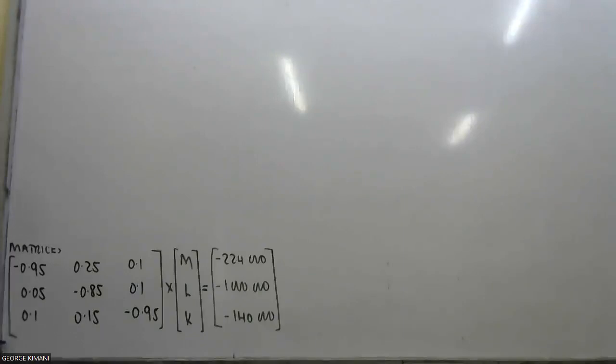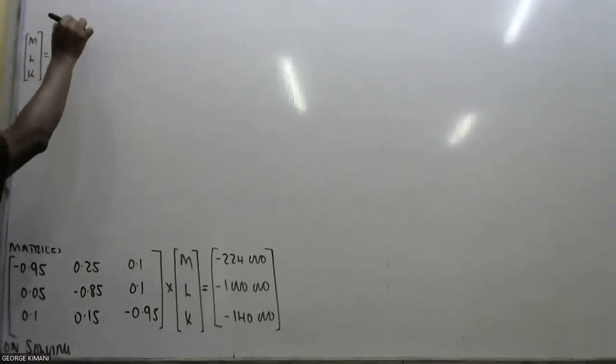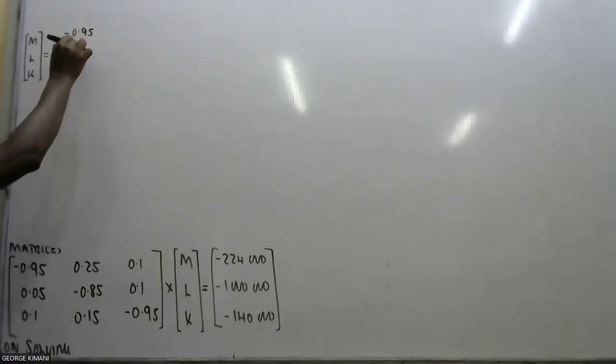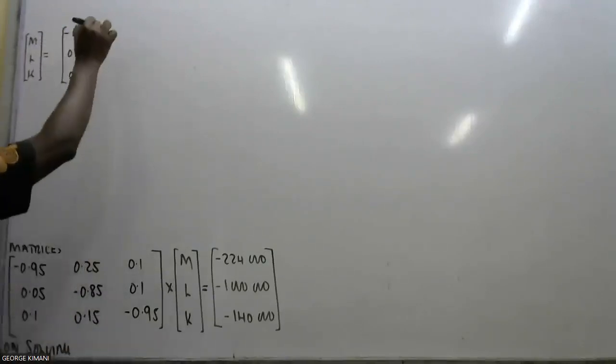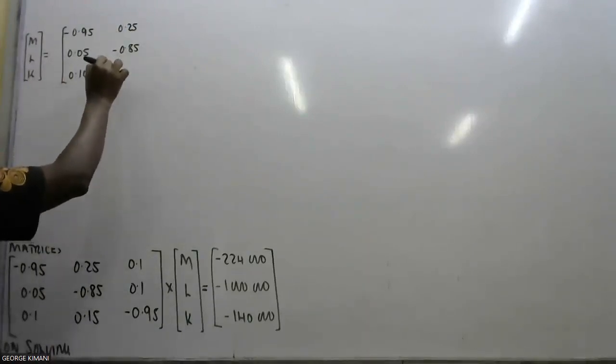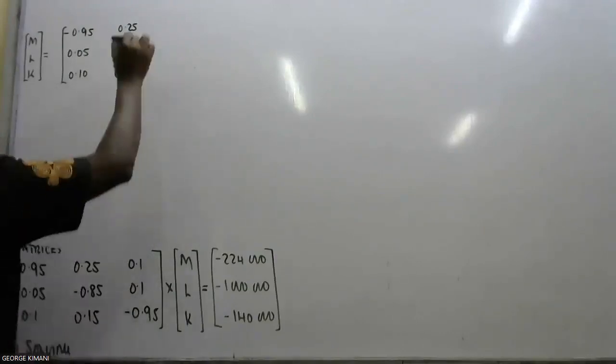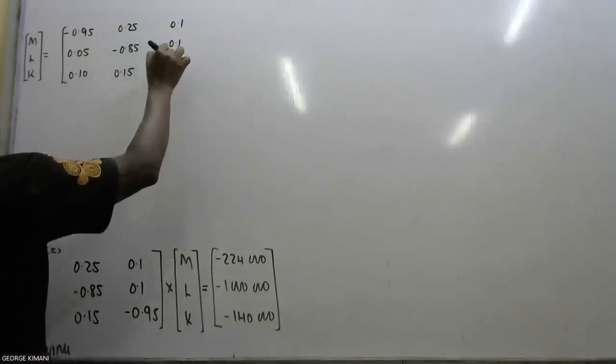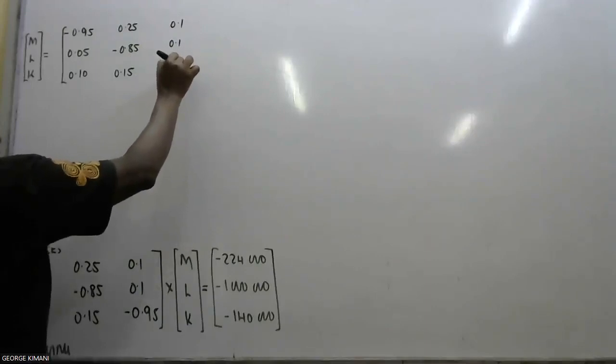Then on solving down there, we will have M, L, K on this side being equal to minus 0.95, 0.05, 0.10, 0.25, minus 0.85, 0.15, 0.1, 0.1, minus 0.95.